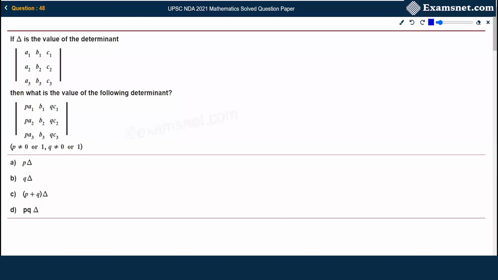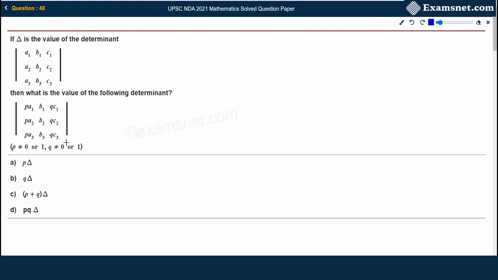In question number 48, it is given that delta is the value of the determinant, and the determinant is already given: A1, B1, C1, A2, B2, C2, A3, B3, C3. Then what is the value of the following determinant: PA1, B1, QC1, PA2, B2, QC2, PA3, B3, QC3, where P not equals 0 or 1 and Q not equals 0 or 1. There are 4 options given.